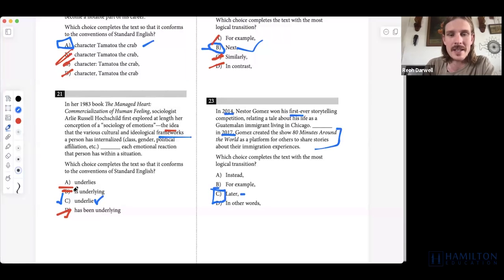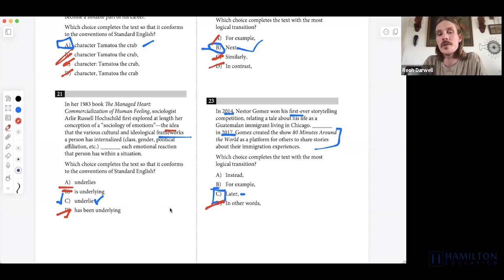I think a lot of us likely miss this by choosing either for example or in other words. All right. In other words is a summary transition, right? It would be the same thing as saying in sum. It describes what came before in a bit of a different way. That isn't what happens here. We have a new situation. This is not a storytelling competition. This is a platform. We have a completely new subject.